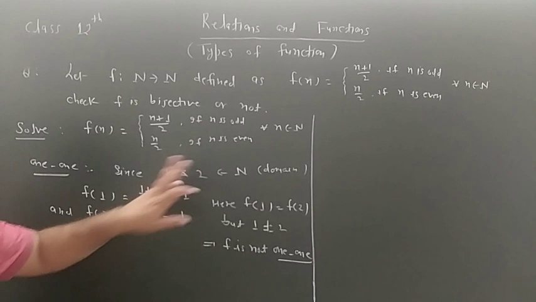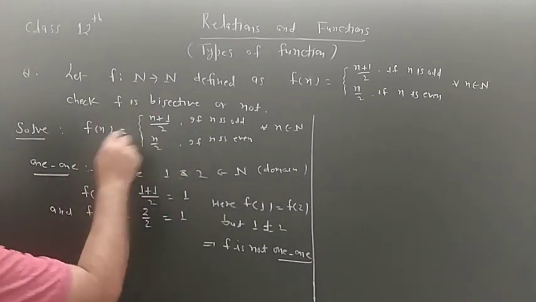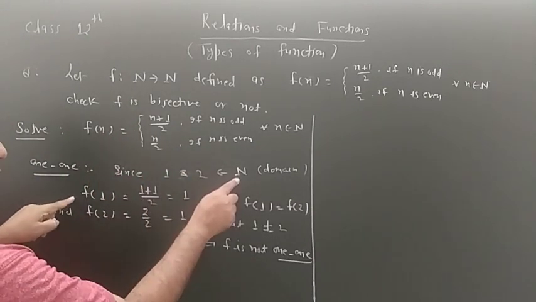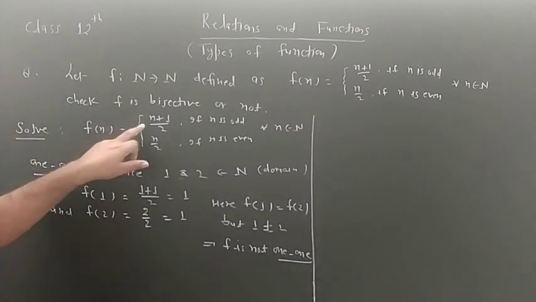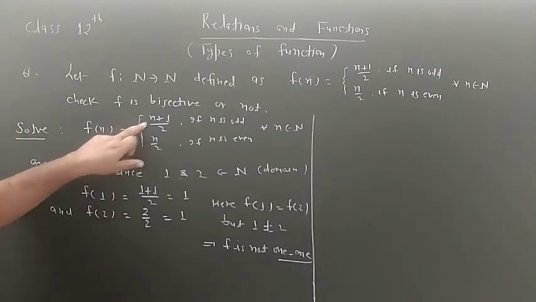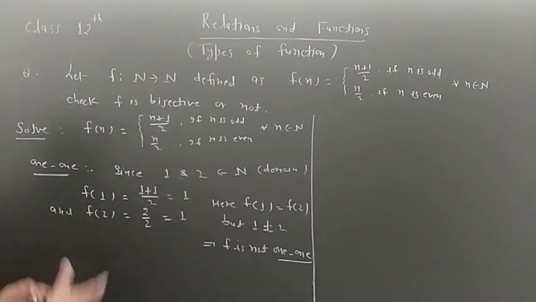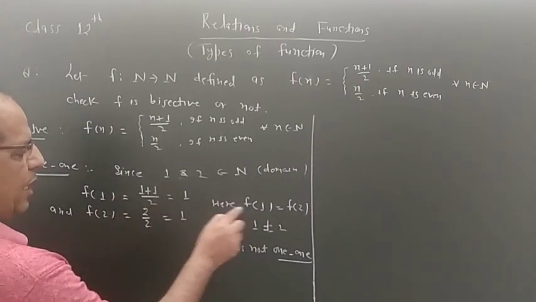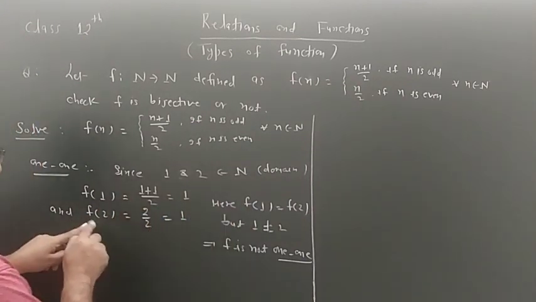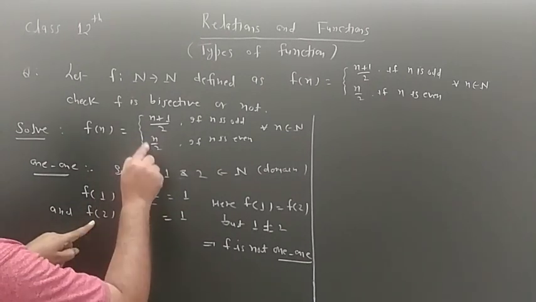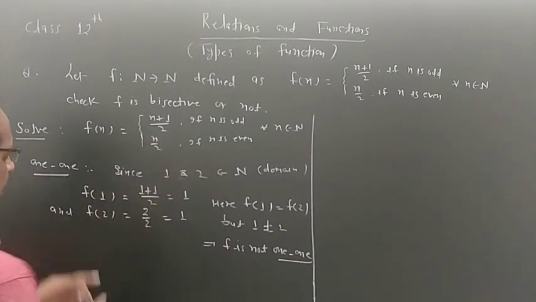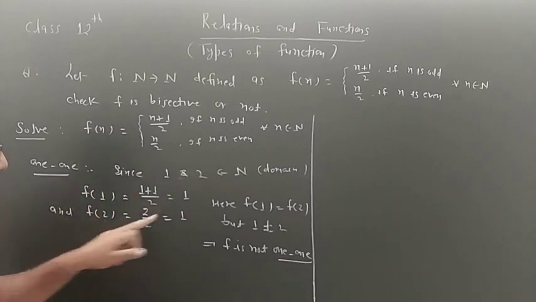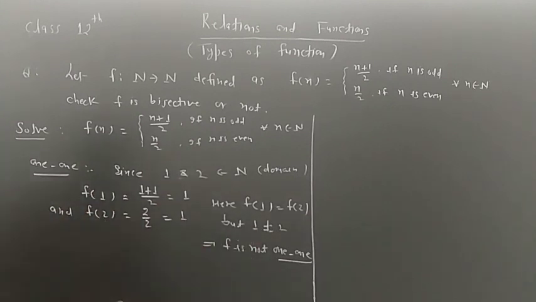Really? We choose 1 and 2 as two numbers from the natural numbers. 1 is odd, 2 is even. So for the first value of natural number, 1, this is odd, so we use this definition: f(1) equal to (1 plus 1) upon 2, that means 1. And again for f(2) we take 2 upon 2, equal to again 1. So the images of the two elements 1 and 2 are the same, but the elements are not the same. This shows that f is not one-one.